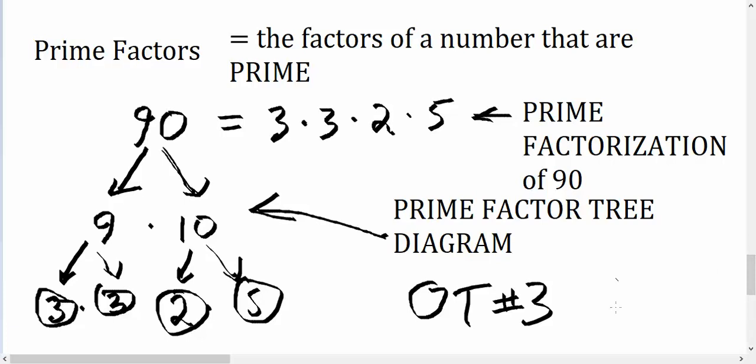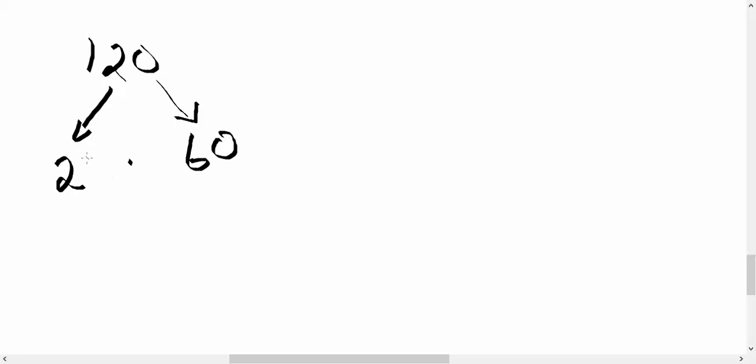Okay, let's do that again with another example, just to make sure that we've got it. Maybe a couple more examples. So let's do, I don't know, the number 120. That's one that has a lot going on with it. So first I want to think of two things that multiply to give me 120. Well, 2 times 60. That's good, and I'll circle 2 because it's prime.